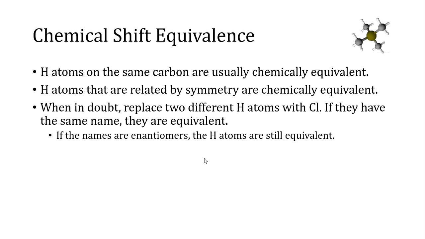There is also a test that you can do. When in doubt, replace two different hydrogen atoms with a chlorine atom. If you generate molecules that have the same name, then they are chemically equivalent hydrogens. If the two molecules that you generate when you substitute out with the chlorine atoms are enantiomers of each other, the hydrogen atoms are still chemically equivalent. The chlorine test will be covered in more detail in the complex peaks video, because it's a little bit more relevant to trying to figure out why you might have, say, more peaks than you would expect based on the structure of a molecule.